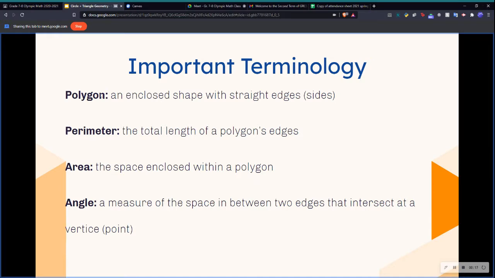So the first term you need to know is a polygon. A polygon is just an enclosed shape with straight edges. Another term for edges is sides, but usually we use the word edges in math terms.